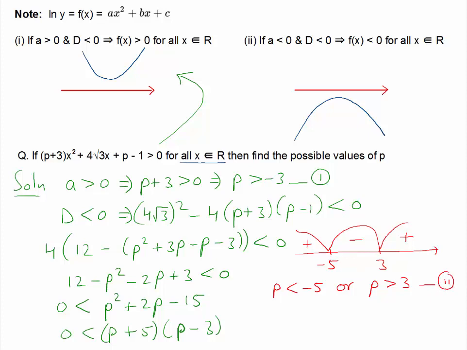Now our final answer would be the intersection of the first with the second. So when we take the intersection, our final answer would be p must be greater than 3. So this is our final answer.